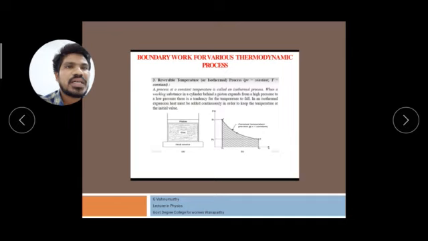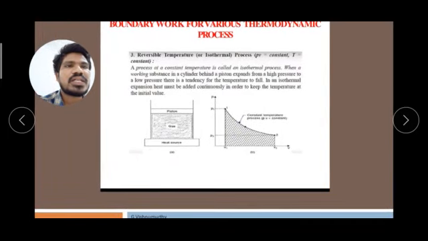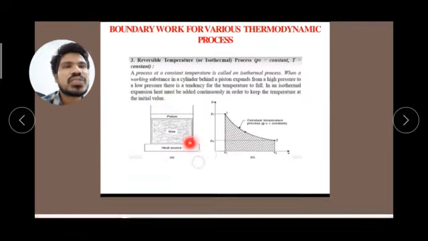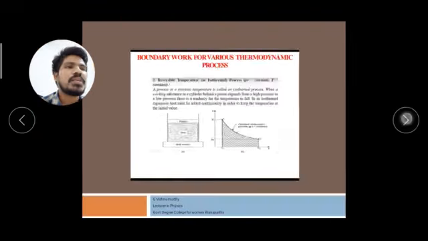Next, the reversible temperature or isothermal process, where PV is equal to constant and T is equal to constant. A process at constant temperature is called an isothermal process. When a working substance in a cylinder behind a piston expands from a high pressure to a low pressure, there is a tendency for the temperature to fall. In an isothermal expansion, heat must be added continuously in order to keep the temperature at its initial value. Here the figure shows the boundary work for various thermodynamic processes.